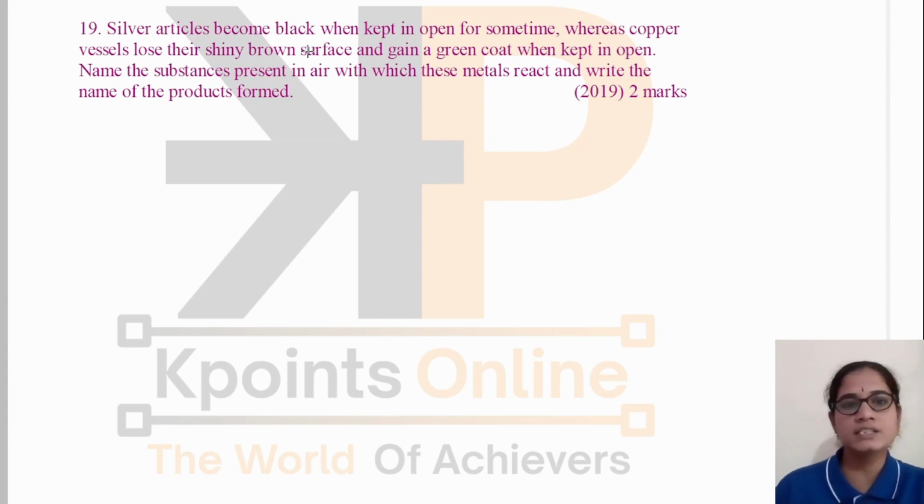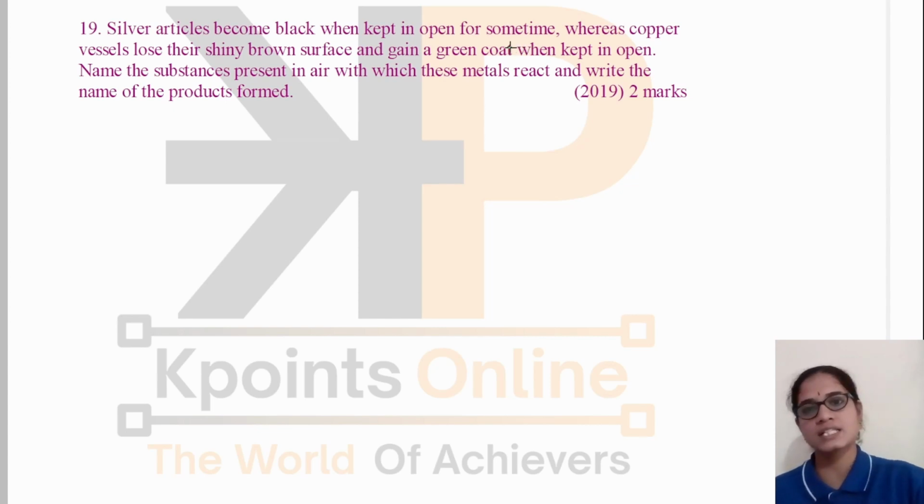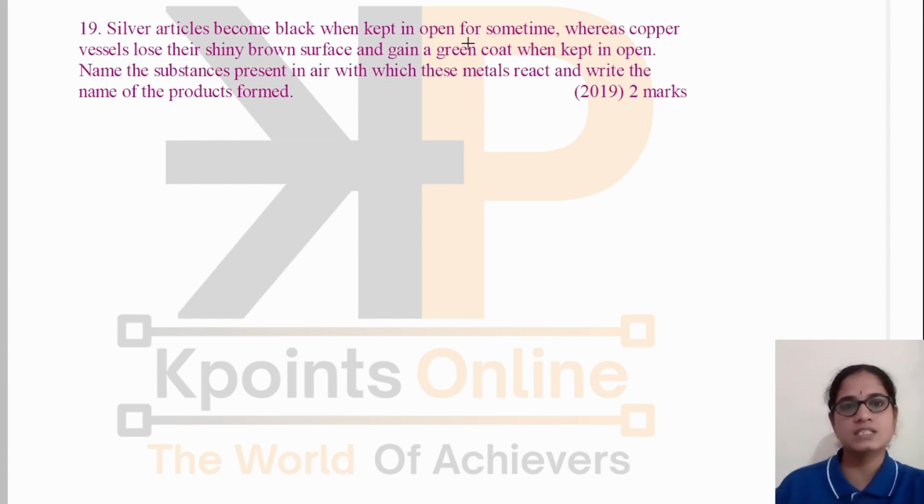Next, silver articles become black when kept in open for some time, whereas copper vessels lose their shiny brown surface and gain a green coat when kept in open. Name the substances present in air with which these metals react and write the name of the product formed. It is about corrosion. Yes, you have gone through the concepts of corrosion.